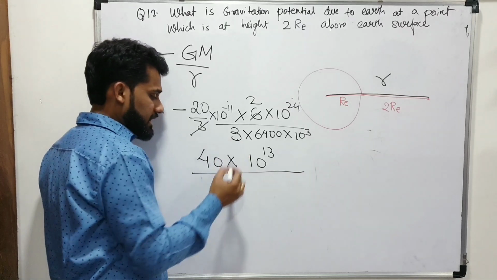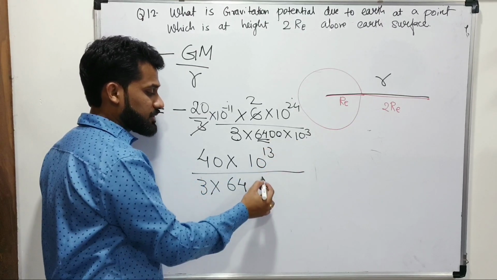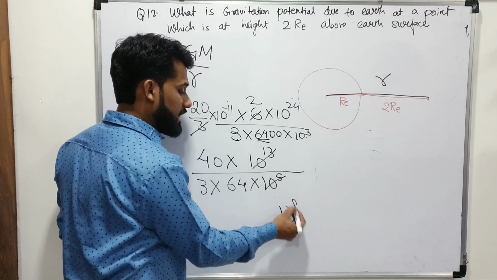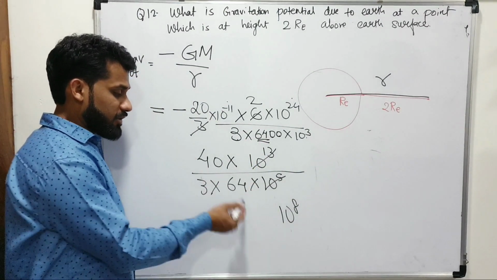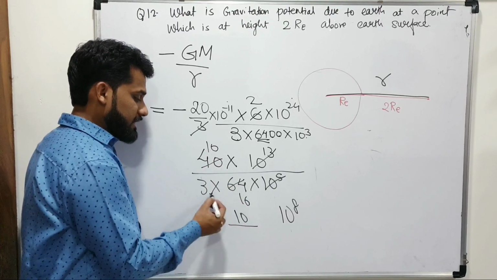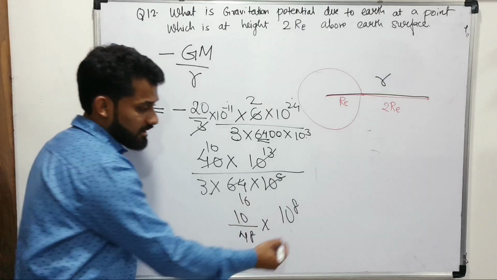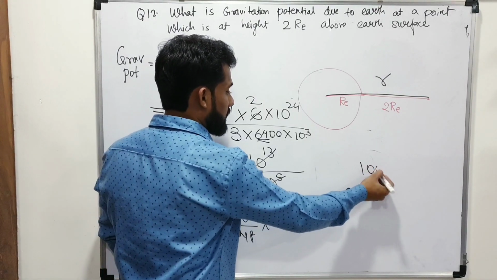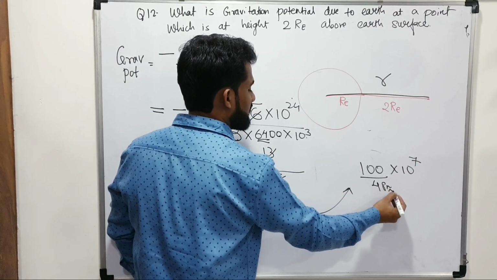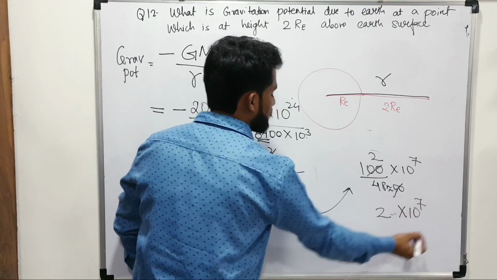by 3 into 64, 64 with 2 zeros, and this 10 raised to 3 will become 10 raised to 5. So 10 raised to 5 and 10 raised to 13, then what remains is 10 raised to 8, correct? 10 raised to 8. And now 40 by 64, 4 10s are, 4 16s are, so it becomes 10 by 3 16s are 48 into 10 raised to 8. In order to make the numerator greater, I will write it this way: 100 into 10 raised to 7, one zero I shifted, upon 48. Roughly if I treat it as 50, so clearly it is 2s are, so the answer is 2 point something into 10 raised to 7.